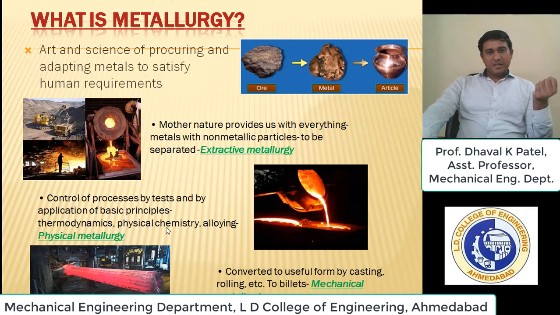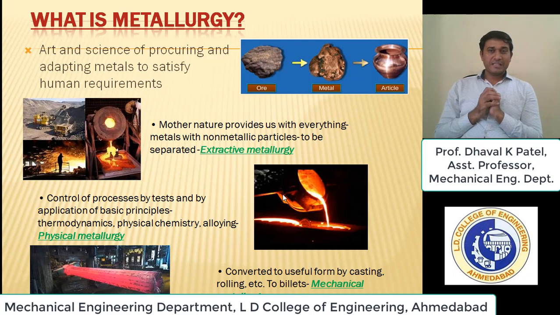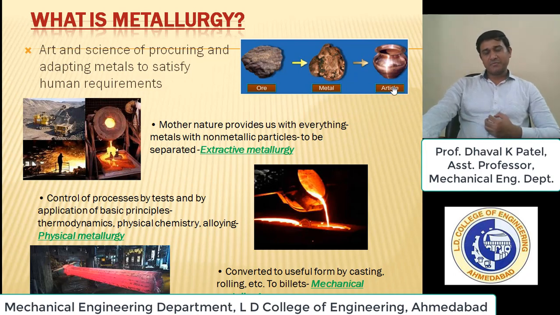Now next, if we have good materials with good properties according to our service requirement, the next step is that we need to give the required shape and size to the materials. From this metal we need to form these vessels. For manufacturing these vessels from these kinds of metals, what kinds of processing we have to carry out, we will study in mechanical metallurgy.